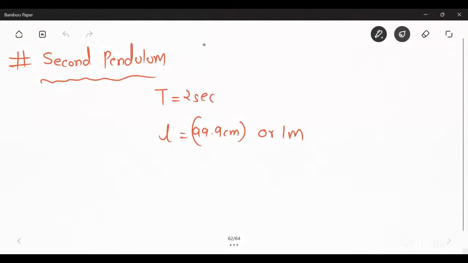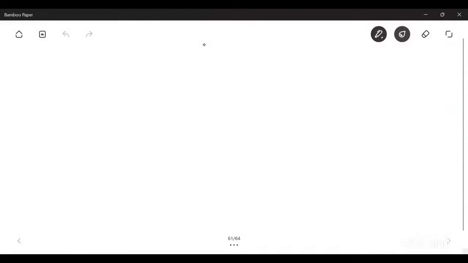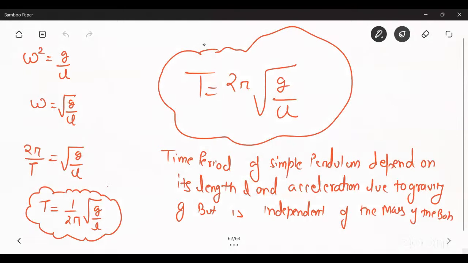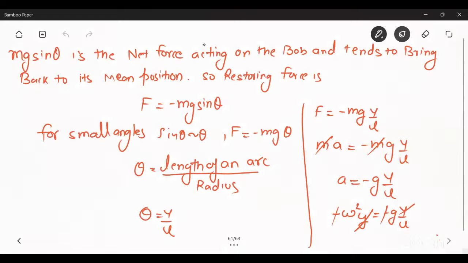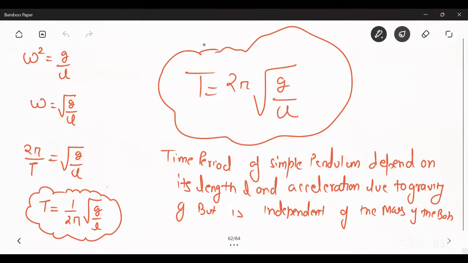Just wait. 1 upon 2 pi under root G by L. Omega square is equal to G by L. Acceleration due to gravity. Oh, something is wrong here. Just a minute. Sorry, students.